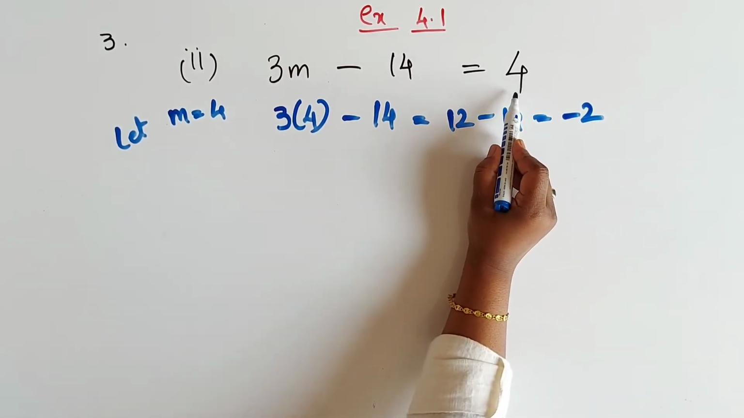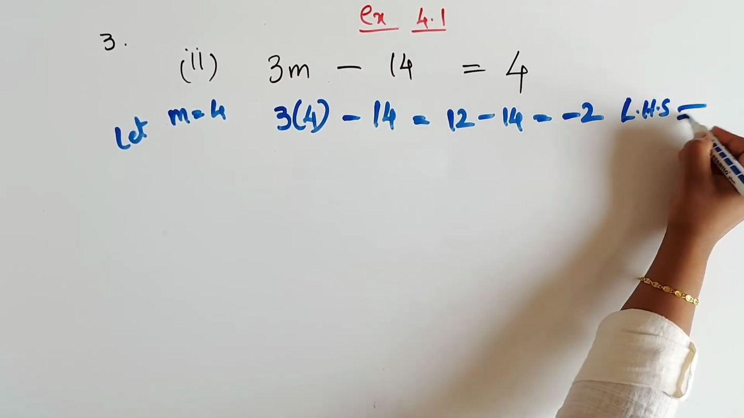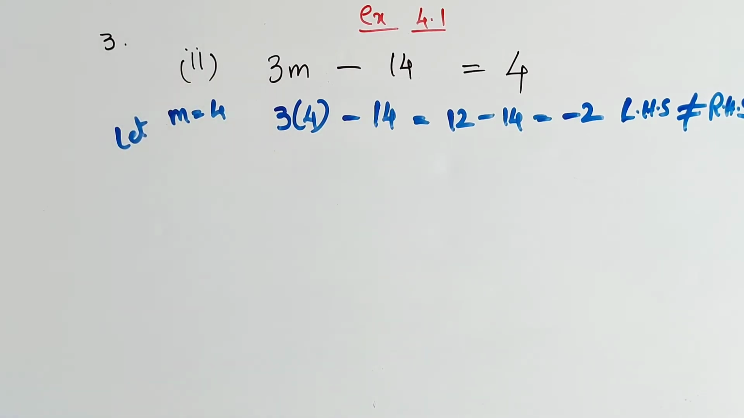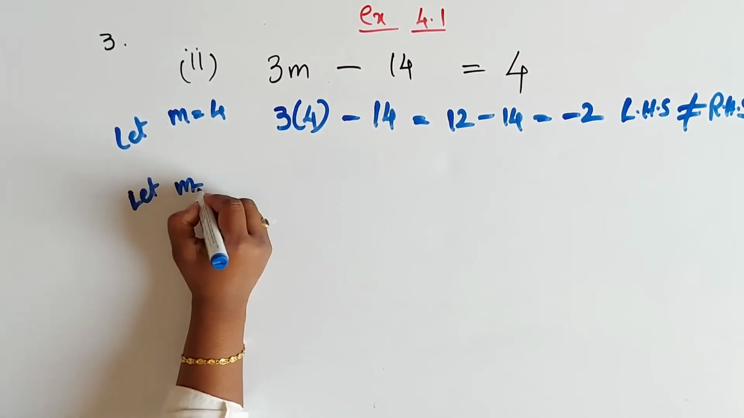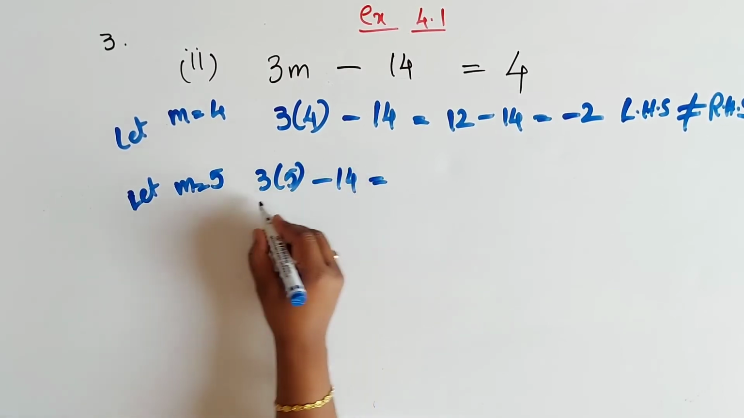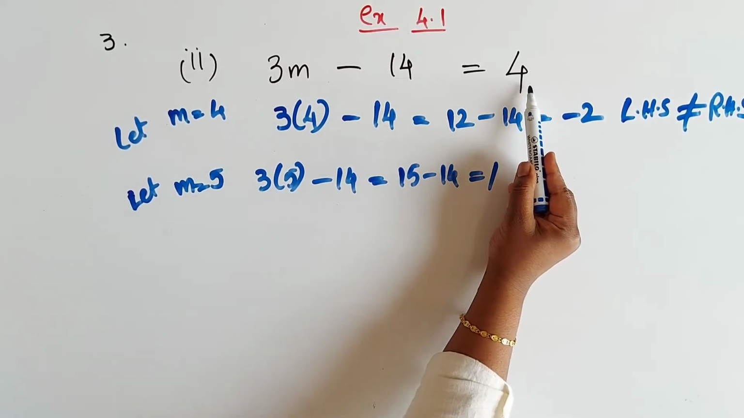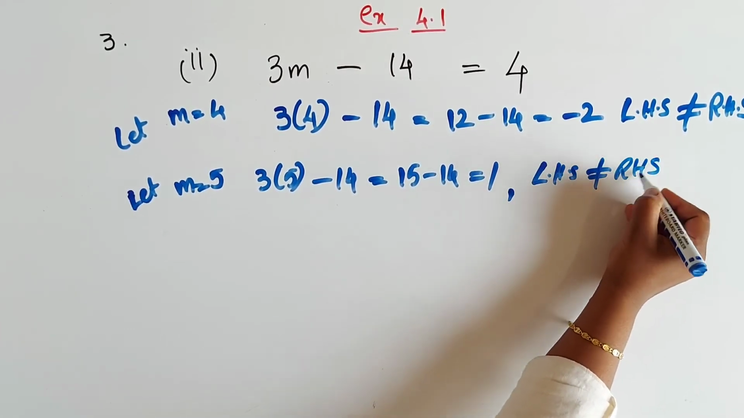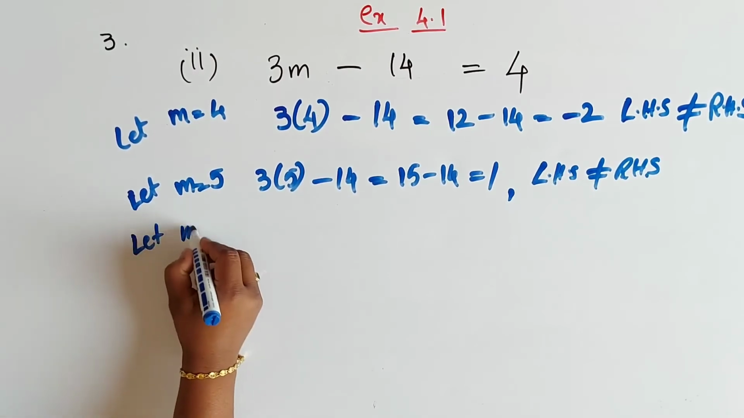What is our RHS value? Actually it is 4. But here we got minus 2. So LHS is not equal to RHS. So m equal to 4 is not the solution for the given equation. Now we'll try m equal to 5, children. 3 of 5 minus 14. 3 5s are 15 minus 14, children, that equals 1. What is our RHS value? It is 4. So here also LHS is not equal to RHS. Right, children? So this is also not the solution. Let's try m equal to 6.